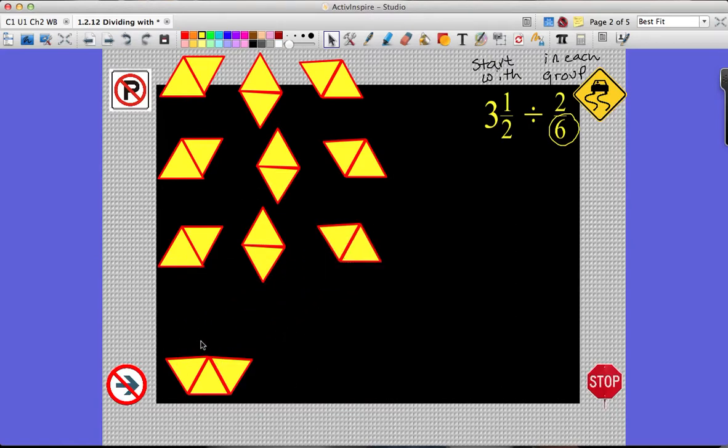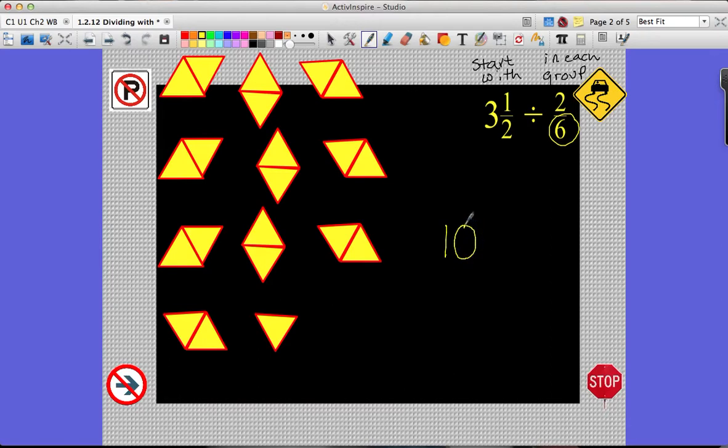Now, because I only have a half here, I'm only going to be able to make 1 full group. And here I have a half of a group, because I need 2 pieces to make a full group, and I only have 1 out of the 2 pieces that I need. So in this case, I have 1, 2, 3, 4, 5, 6, 7, 8, 9, 10 whole groups with my new pieces, and I have 1 piece out of the 2 that I need to make a full group. So 3 1/2 divided by 2/6 is 10 1/2.